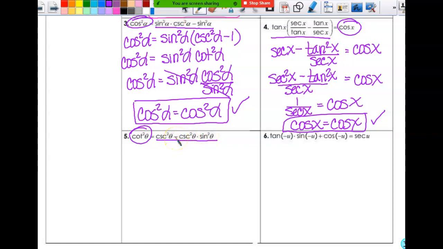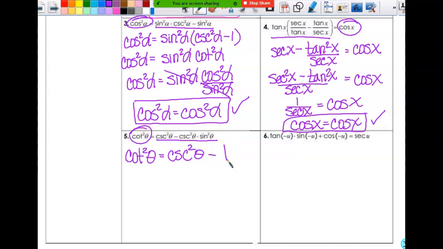So how are cosecant and sine related to each other? They're reciprocals, okay? So that means when I multiply them together, what do I get? 1. So when I multiply these two together, since they're reciprocals and they're both squared, I'm going to get 1. So that makes this cotangent squared theta equals, this is still cosecant squared theta, and then this is going to be minus 1.